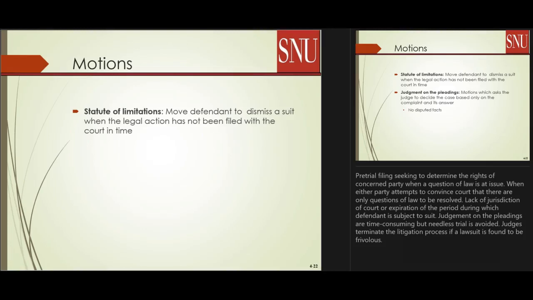Okay, this is Dr. Herskowitz again for the last half of Chapter 4, talking about the trial itself. We ended talking about the statute of limitations.